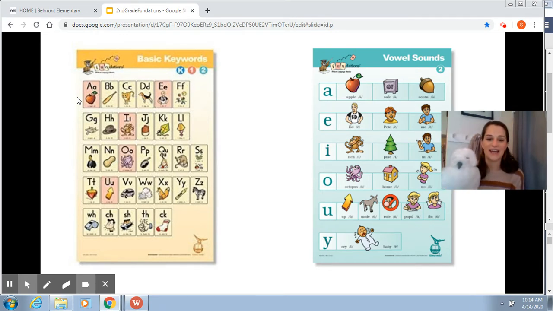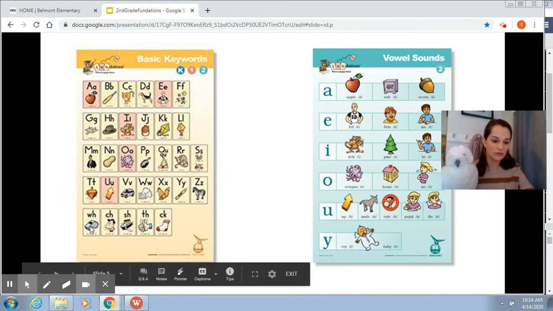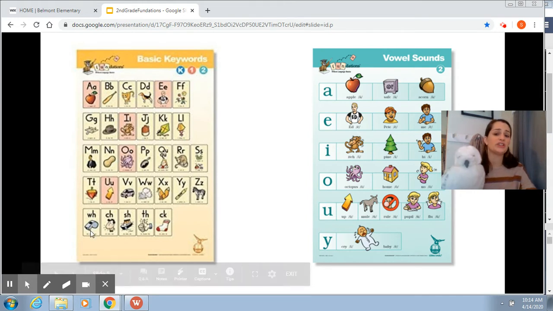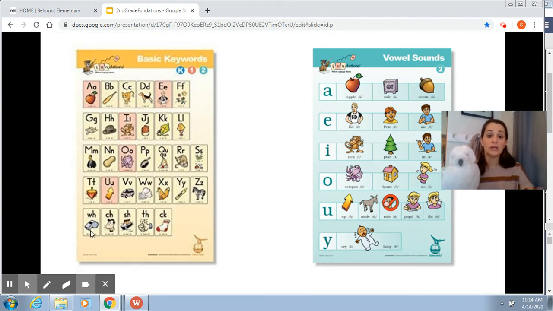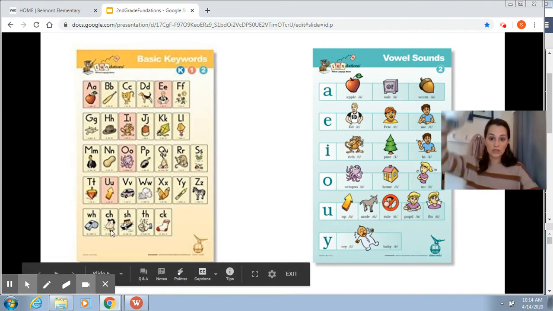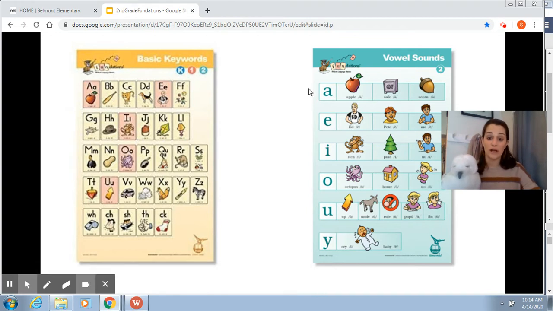Now let's do our digraphs. 2 letters, 1 sound. You can find them at the bottom of our basic keywords poster. I haven't been pointing to the letters because we should all be really working on moving our eyes with the letters as Mrs. Crane says them, because we've worked on these so many times, okay? But here are the digraphs. I'll point to the digraphs with my arrow, okay? W, ch, sh, f, k. Excellent.